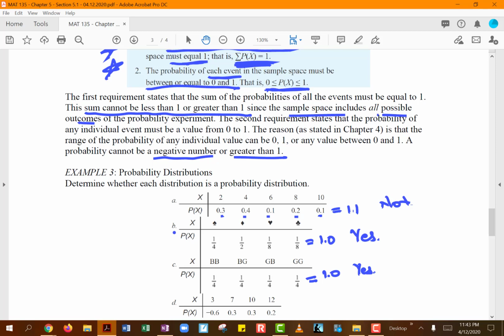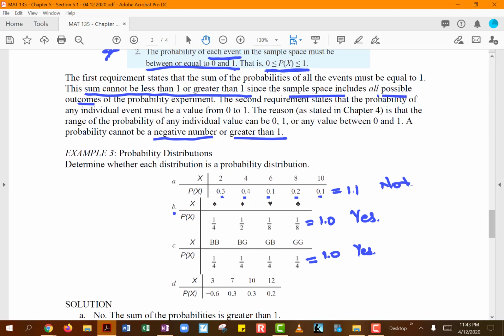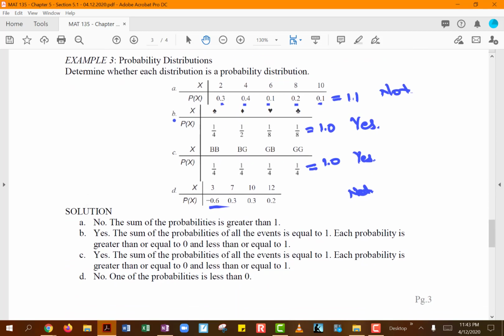Now when you look at part D, you will notice that you have a negative probability in there, right? And you cannot have a negative probability. So just by having that negative number in there, we know this is not a probability distribution. And of course, when you add that up, you will see it does not add up to 1.0 anyway, but just being negative also failed.